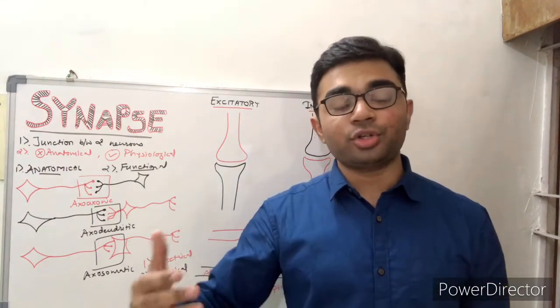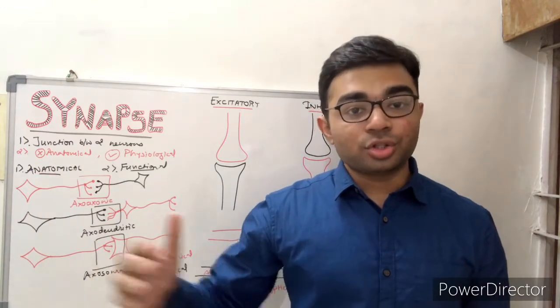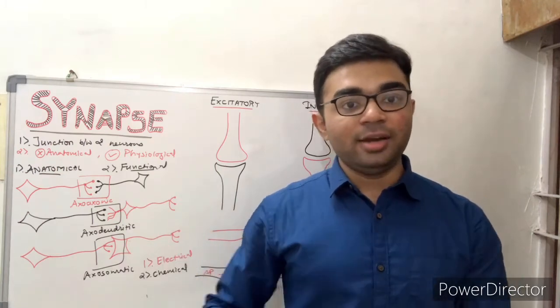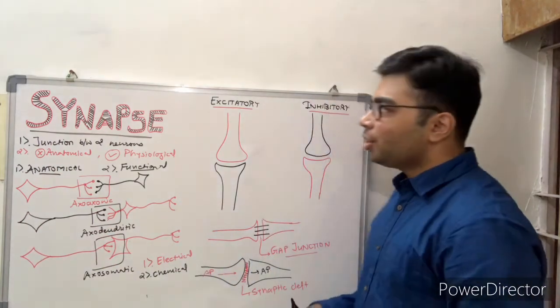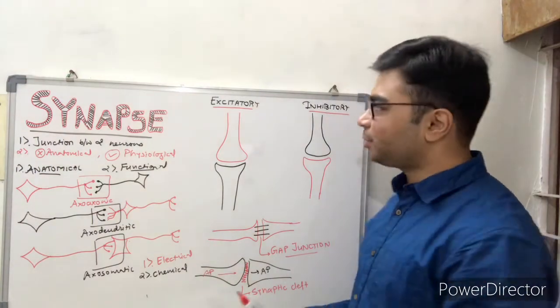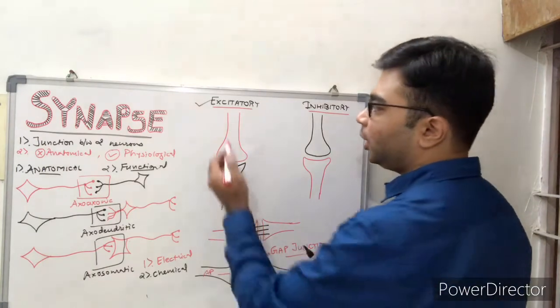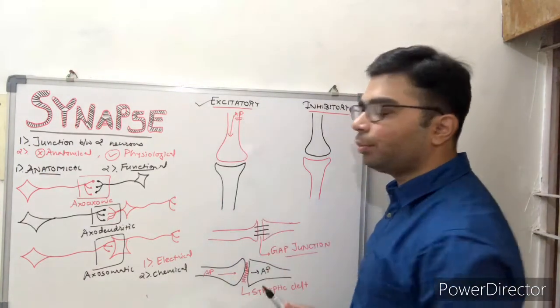Excitatory means to stimulate the distal one, and to inhibit means to stop or to prevent the action potential from entering into the distal portions of the body. So how does this occur? Let me explain. First is excitatory. So whenever an action potential arrives, this is the action potential.